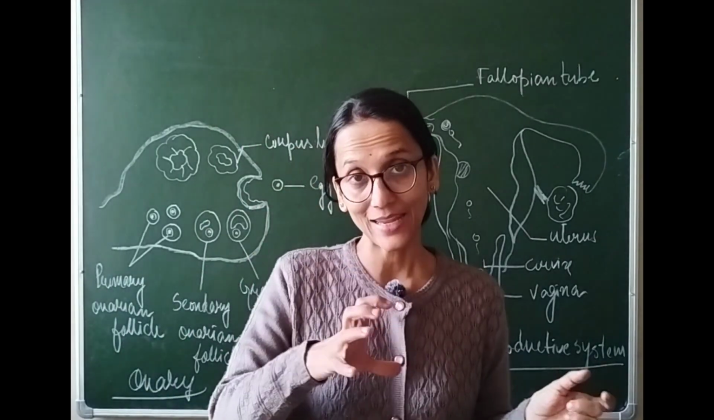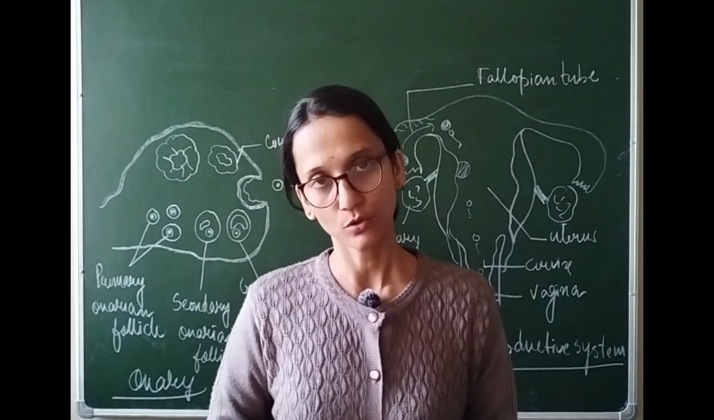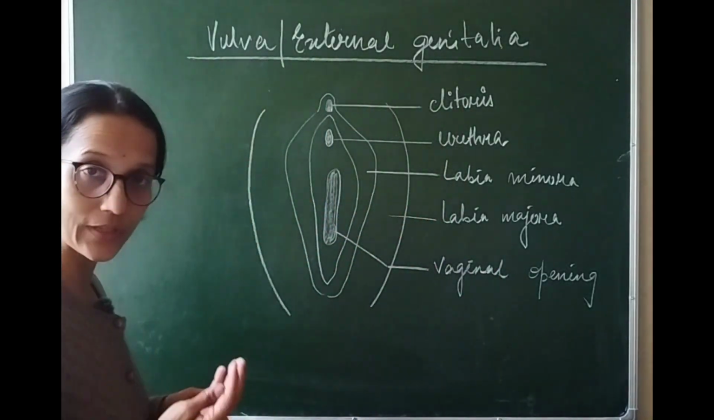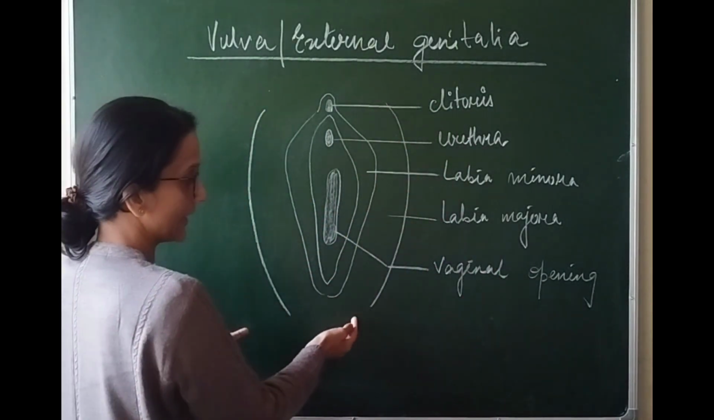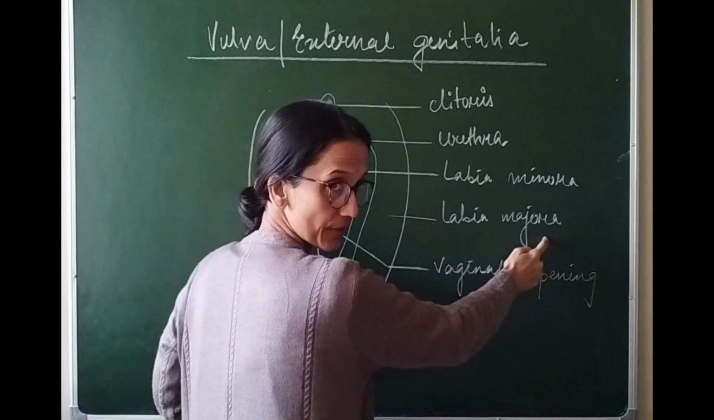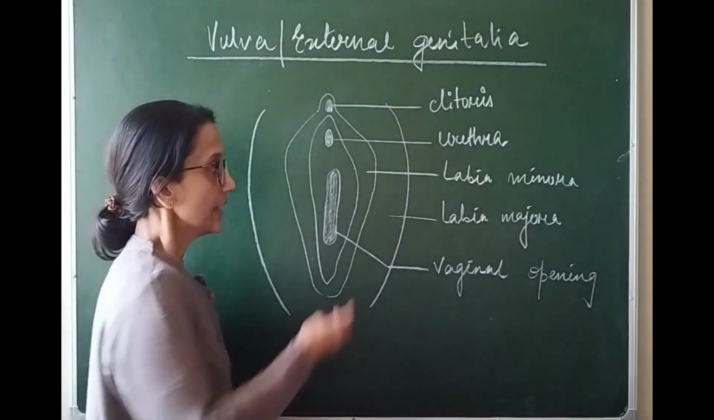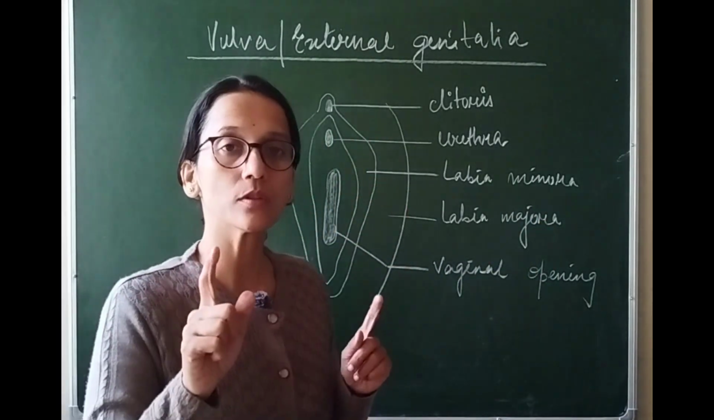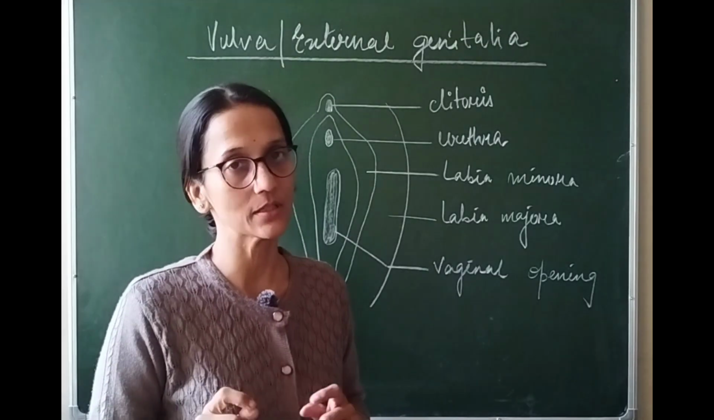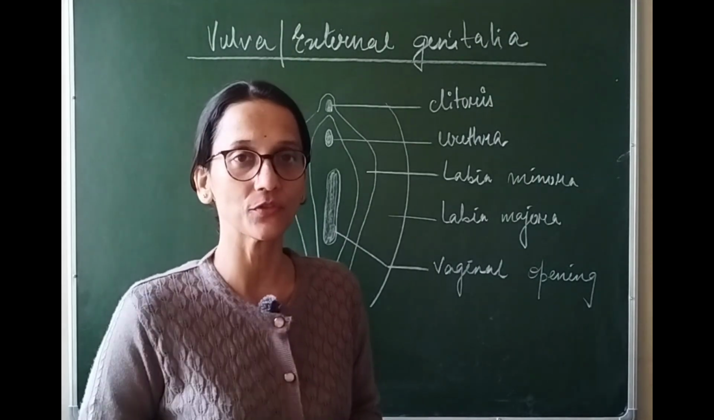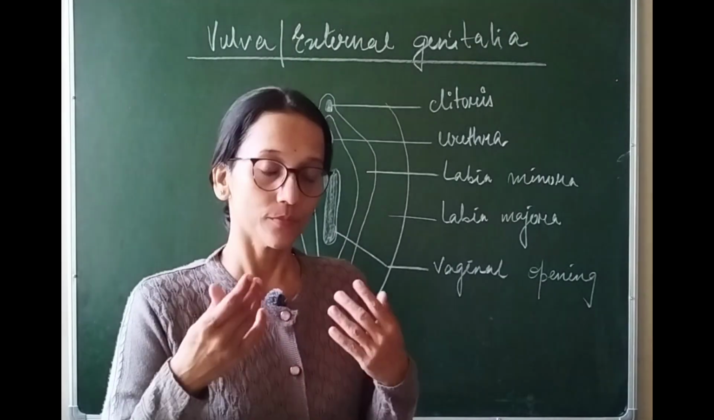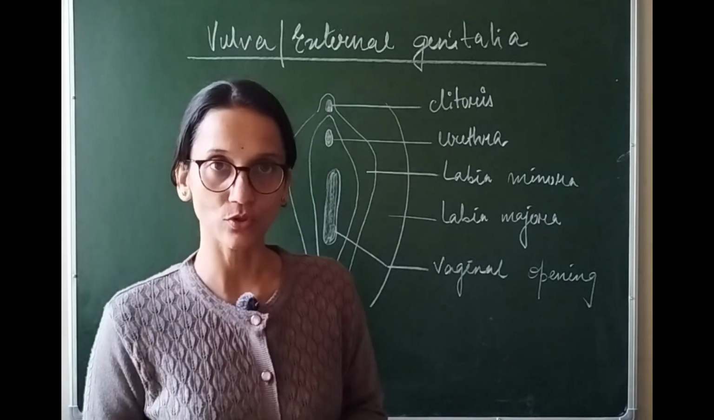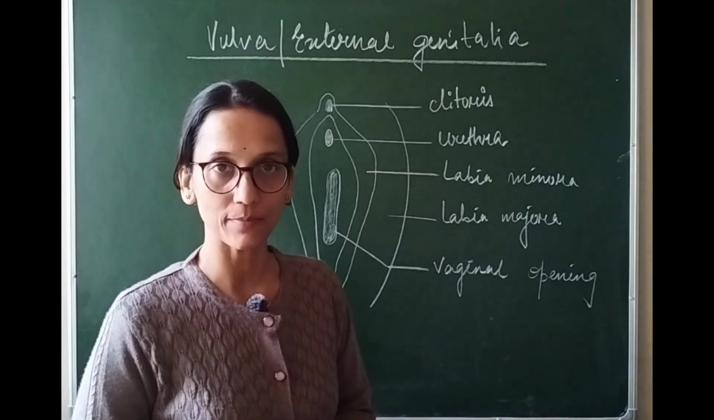Now let us discuss the external genitalia of a female, which is also known as the vulva. Now this external genitalia is divided into a few layers. The outermost layer is known as labia majora. It is a muscular layer. Inner to this is labia minora. These are equivalent to the scrotum in male. So please remember this, because this is often asked, which part of the female reproductive system or which part of the female external genitalia is equivalent to the scrotum. So it is labia majora and labia minora.